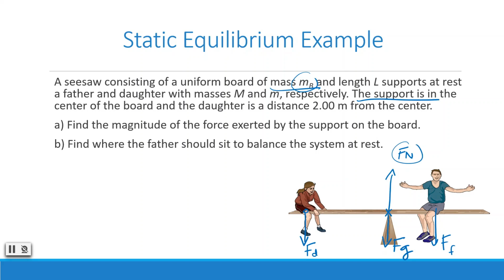Normally, when I'm looking at forces, I'd write a net force equation in the y direction. So my net force in the y direction is going to be my upward force, Fn, minus my downward forces, the force of the daughter, the force of gravity, and the force of the father. And those have to equal 0 because we're in equilibrium. So if I wanted to find that normal force, I would need the force of the daughter, the gravitational force, and the force of the father.